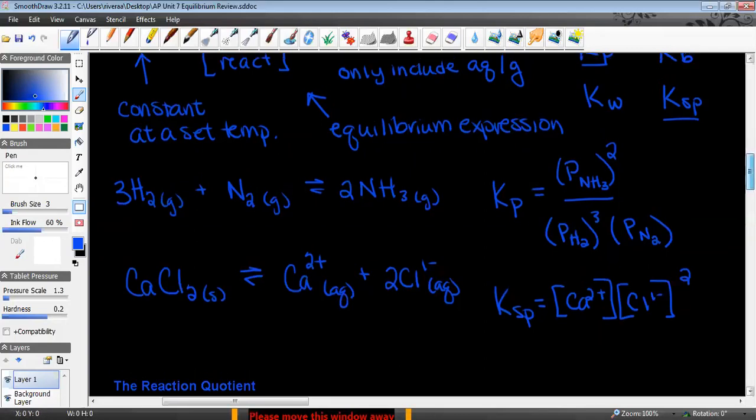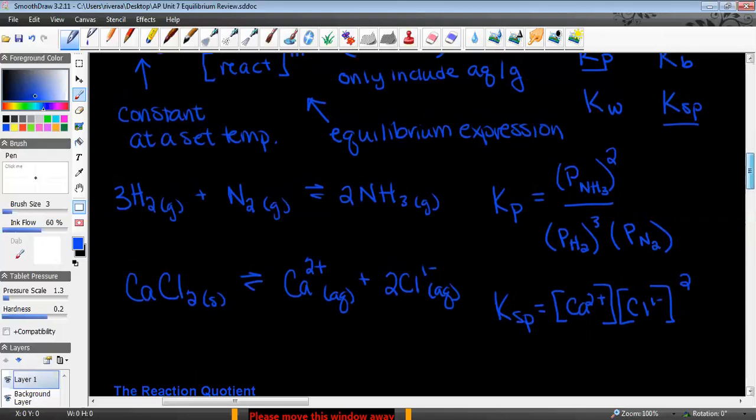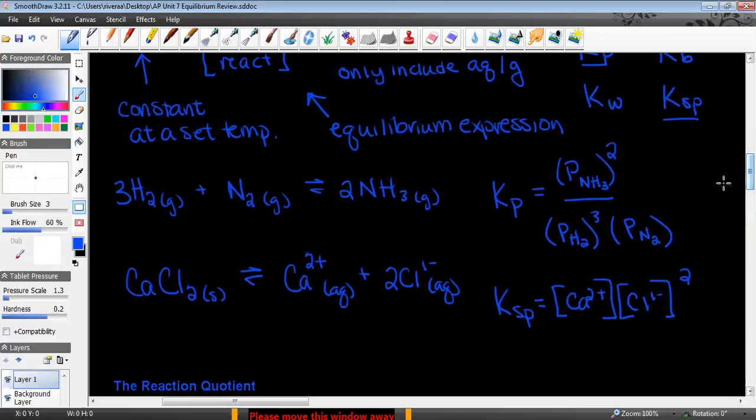So are Ksps only for aqueous solutions? Yes. Okay. Because it's a measure of how soluble is that salt. Okay. Yep. Thank you. You're welcome.